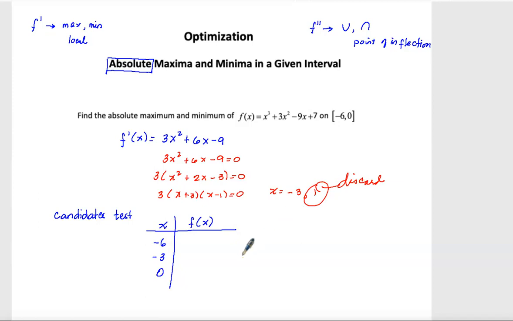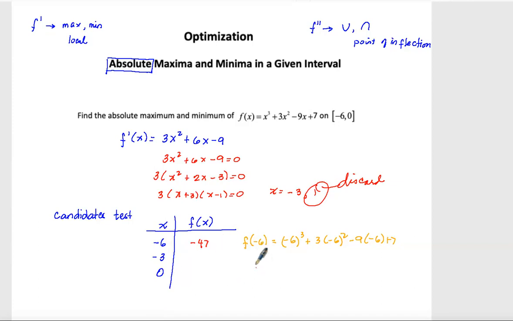We have to evaluate the given function, this f of x here, at each of the values. So f of -6 will have -6 cubed plus 3 times -6 squared minus 9 times -6 plus 7. So we'll evaluate the function at -6, and we will get -47.